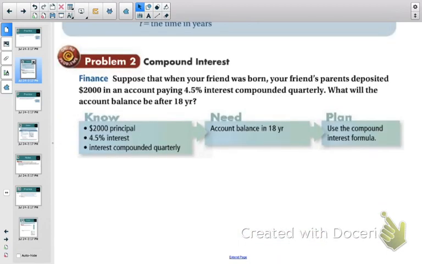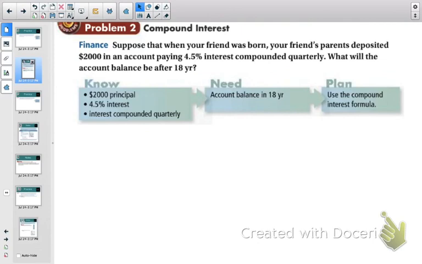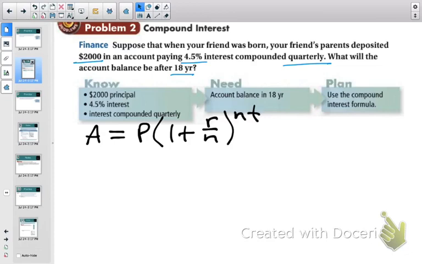So it says, suppose when your friend was born, their parents deposited $2,000 into an account paying 4.5% interest compounded quarterly. Okay, so they deposited $2,000, 4.5% interest compounded quarterly, and what will the balance be after 18 years? So if we write the formula first, your variables are going to be the A and then the T. Okay, so let me just rewrite the formula. A equals P principal times 1 plus r over n to the nt.